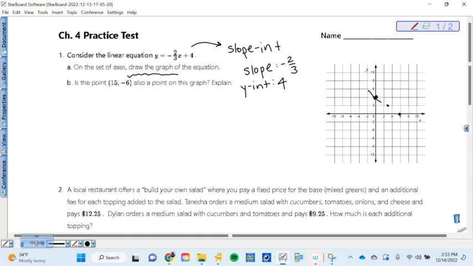And you just need 2 points, connect the points, put little arrowheads on either end, and you've got full credit on that problem.